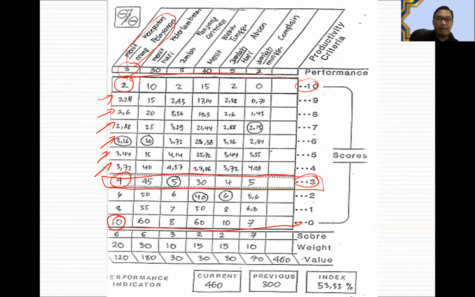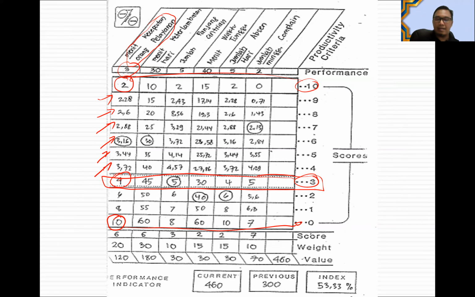So 10 minus 4 first, which is 6. 6 divided by 3, so there is plus 2 in each step, in its level of score. So from 4, in the score 3, in the score 2 is 6, in the score 1 is 8, in the score 0 is 10. All right. And this calculation is also applied to other productivity criteria.